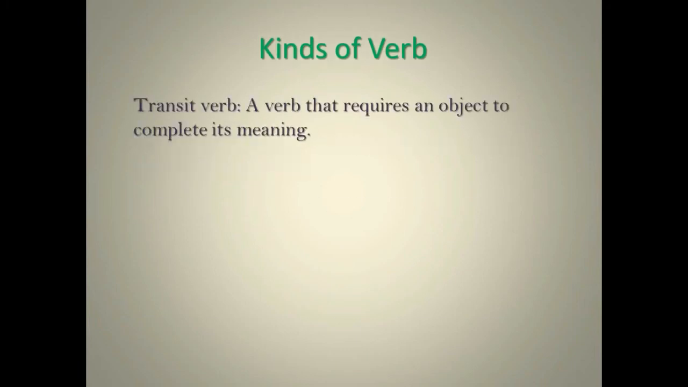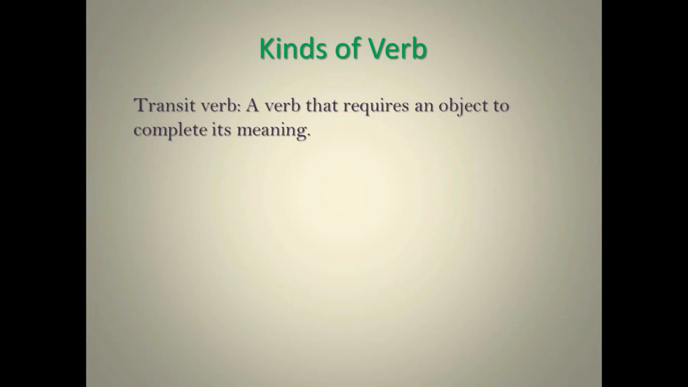Then kinds of verbs. First is the transitive verb. A verb that requires an object to complete its meaning is called a transitive verb. In other words, an action denoted by a transitive verb passes over from the subject to an object. For example, Aditya collects coins, the boy kicks the ball, the police caught the thief. So here you can see one object is required. The last part, the thief, is the object. If we do not write any object, the sentence will be incomplete.